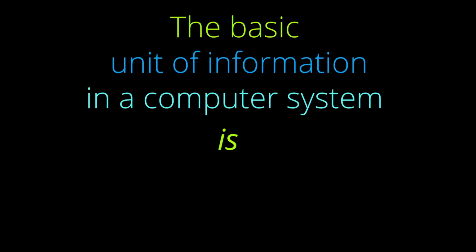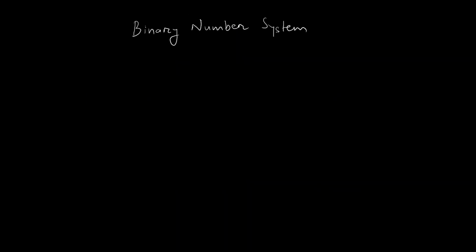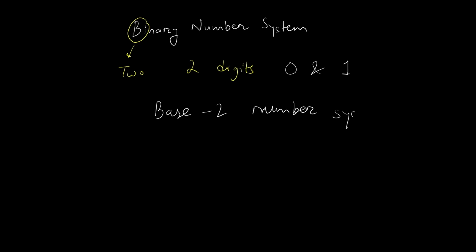The basic unit of information in a computer system is a binary digit, also known as bit. In a binary number system, where bi means 2, there are two digits, 0 and 1. It is also called the base 2 number system, as it has only two digits.